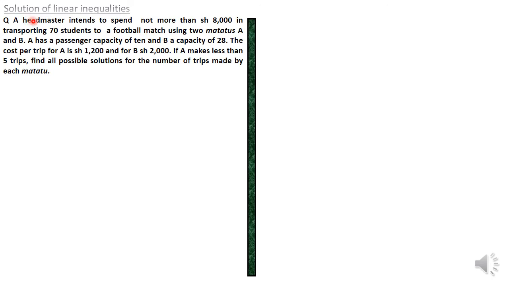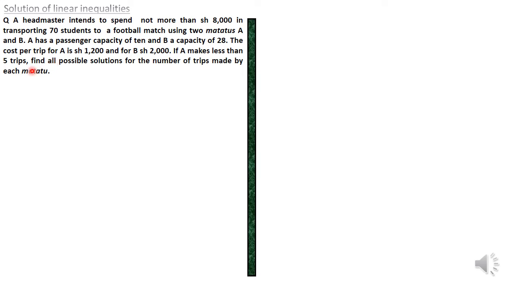A headmaster intends to spend not more than 8,000 shillings in transporting 70 students to a football match using 2 matatus, A and B. So these are 2 types of matatus. A has a passenger capacity of 10 and B a capacity of 28. The cost per trip for A is 1,200 shillings and for B is 2,000. If A makes less than 5 trips, find all possible solutions for the number of trips made by each matatu.